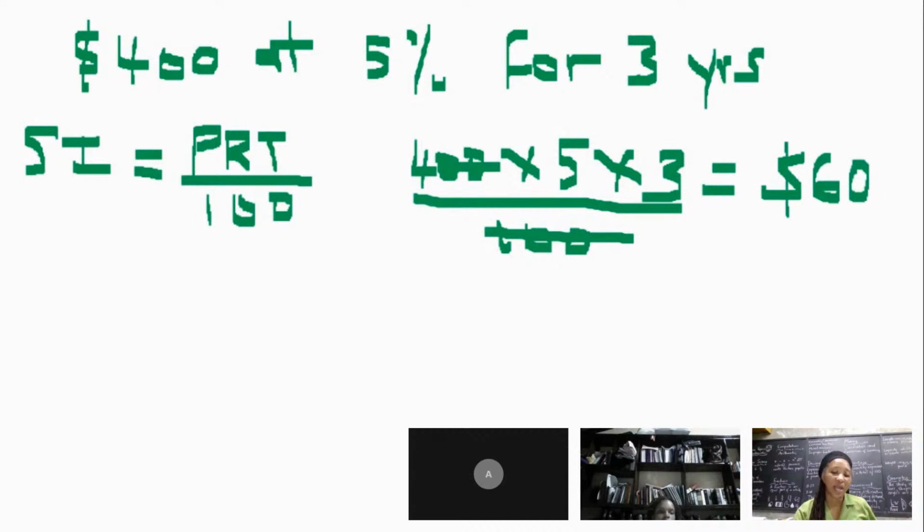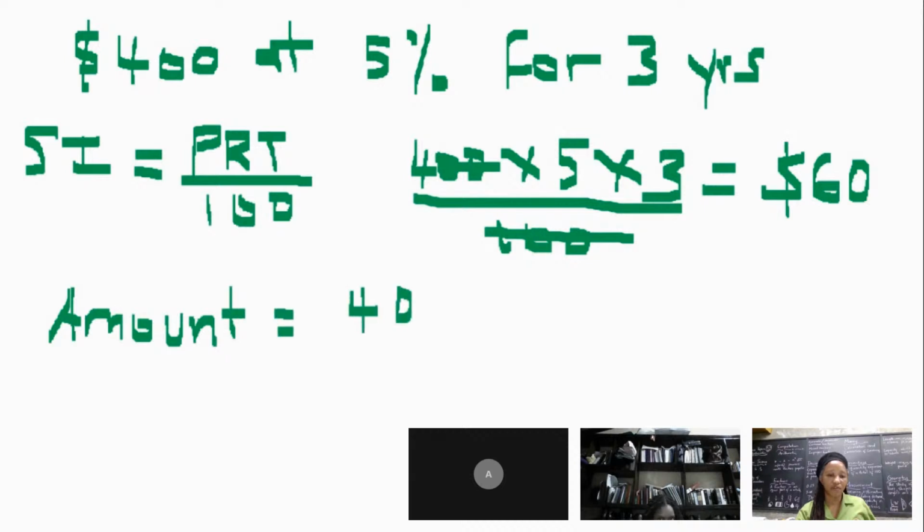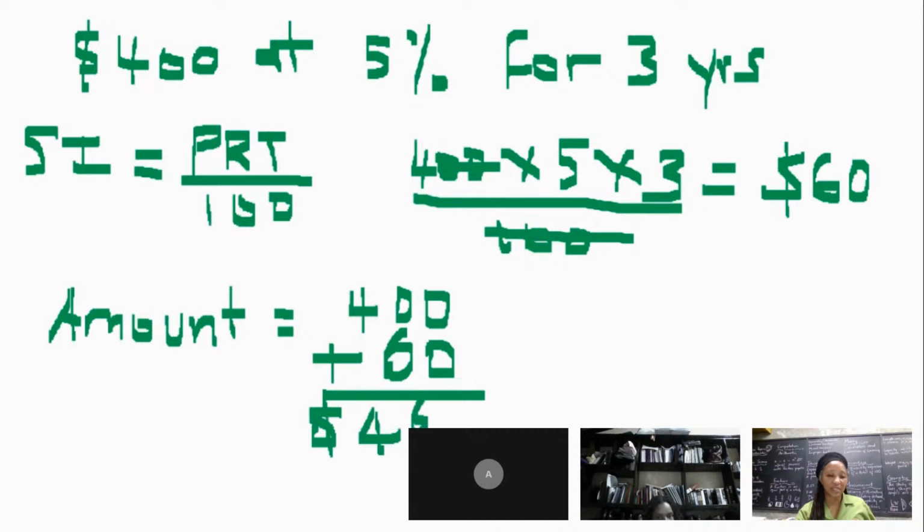So how much would I end up paying back? The amount altogether that you would be paying back would be the principal plus the interest. So it would be 400 plus 60, which is $460. All right, so the original 400 that I borrowed plus the interest, the $60. So in all, I'm going to end up paying back $460.